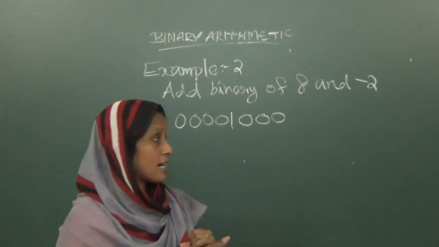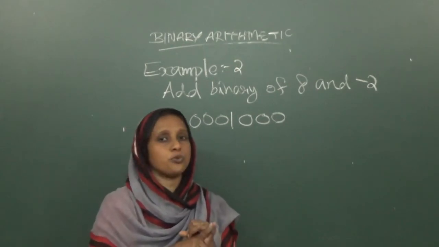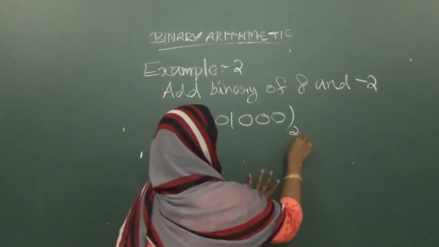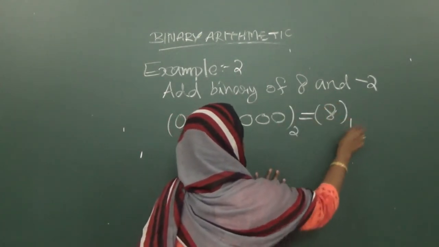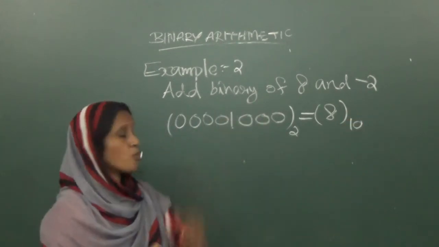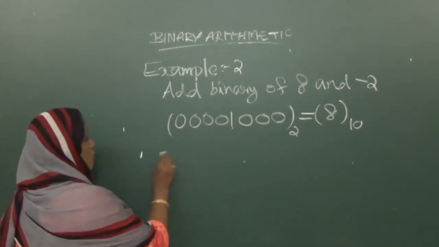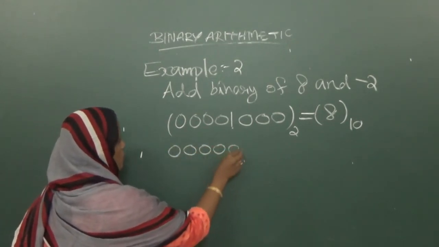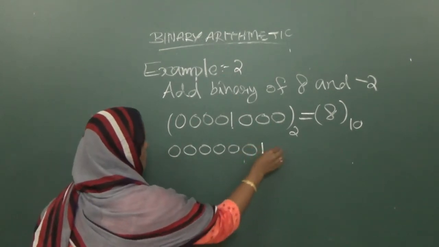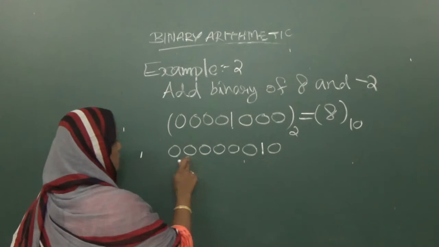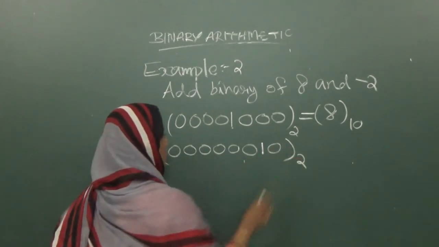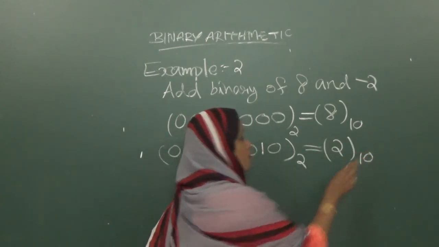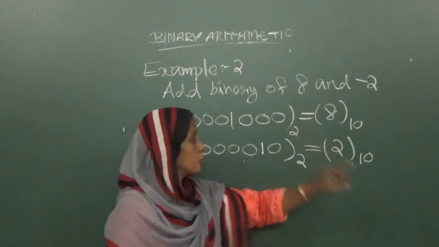Okay, so we can write first how to write minus 2 in binary form. This is 8, we already see that. So binary, this is equivalent to 8 in decimal system. Now move on to 2. So 0 0 0 0 0 0 1 0. Okay, this is equal to 2 in decimal system, but we want minus 2, not 2.